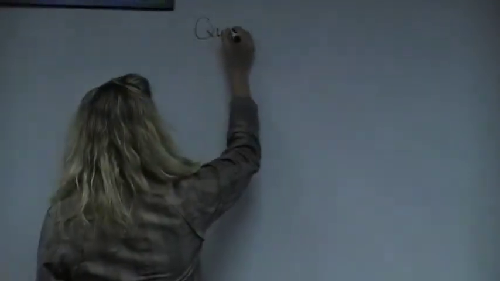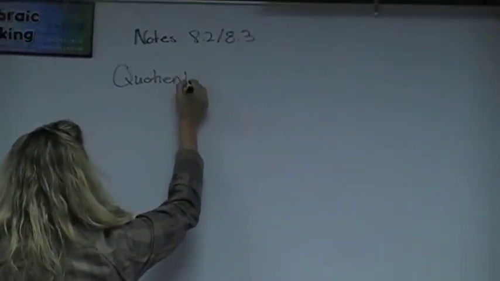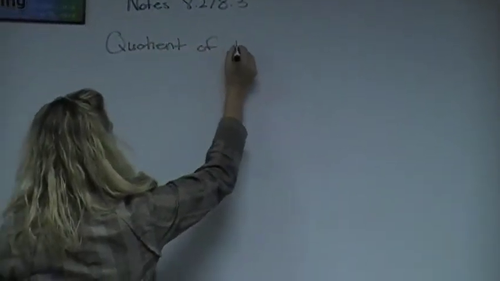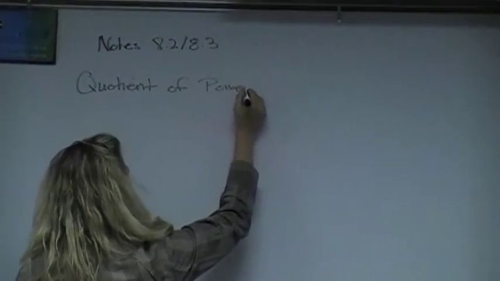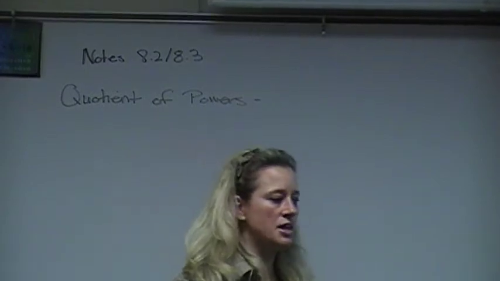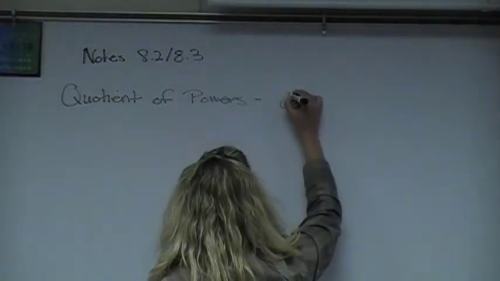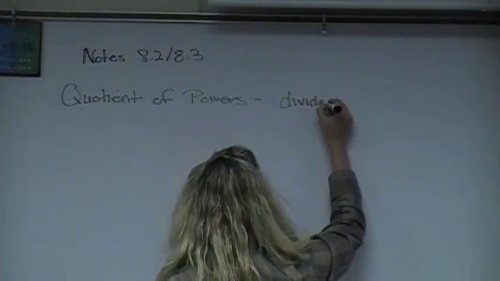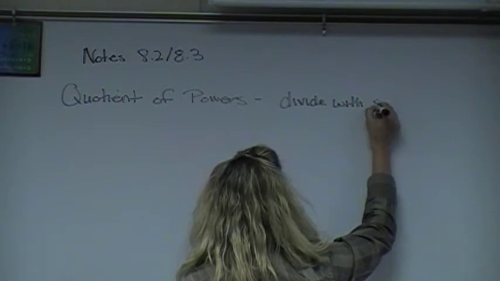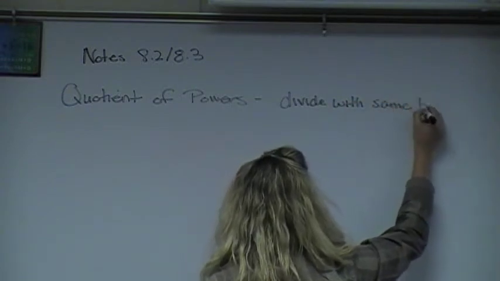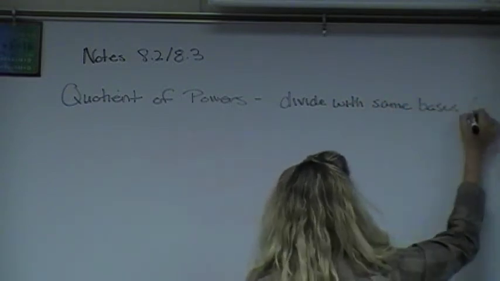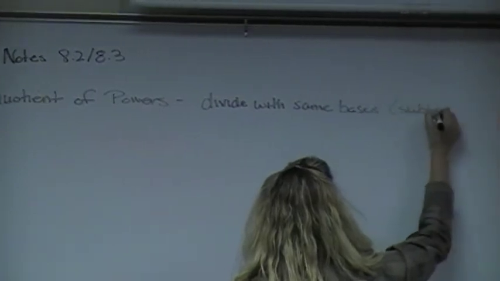Similar to one from 8.1. It's called the quotient of powers. Quotient of powers. And the quotient of powers says that when you divide with same bases, what do you do with the exponents? Subtract. You subtract. So it says that when we divide with same bases, we're going to subtract the exponents.